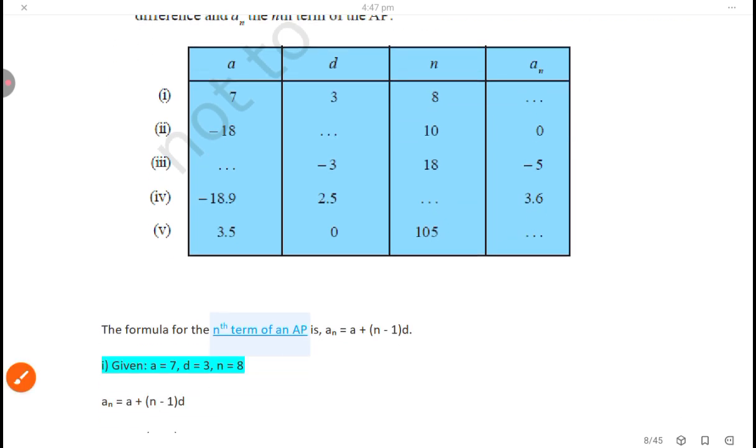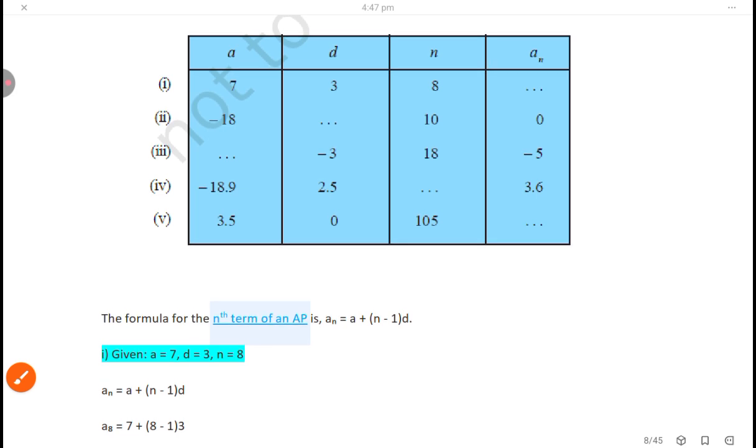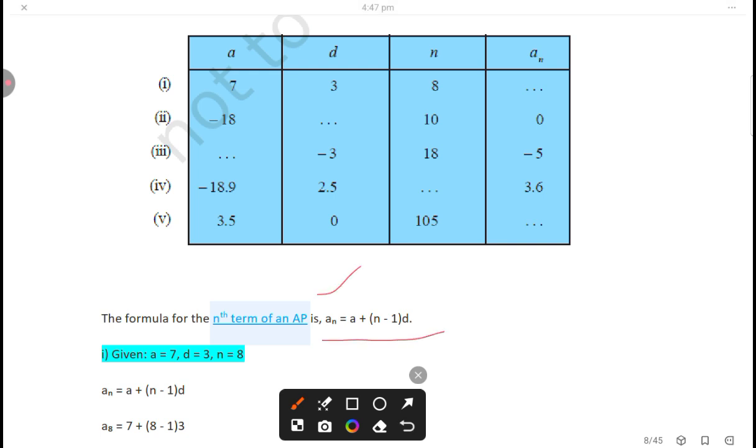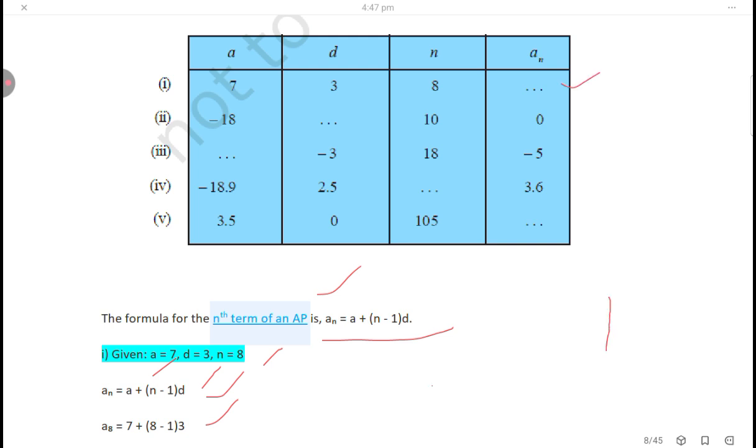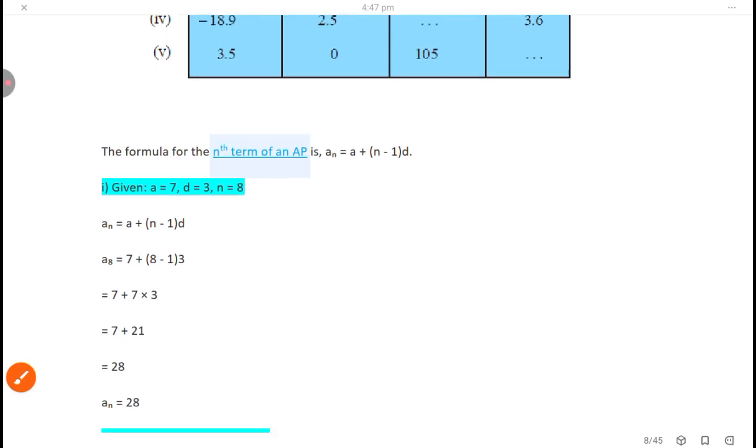You know the formula: the nth term of the AP is an equal to a plus n minus 1 times d. Here the given data for the first question: a is equal to 7, d is equal to 3, n is 8. You put all in this equation and you will get an. So an is 28.